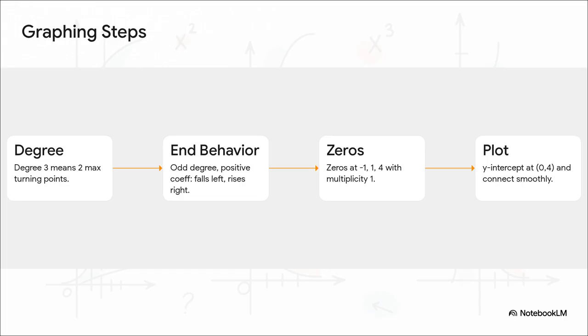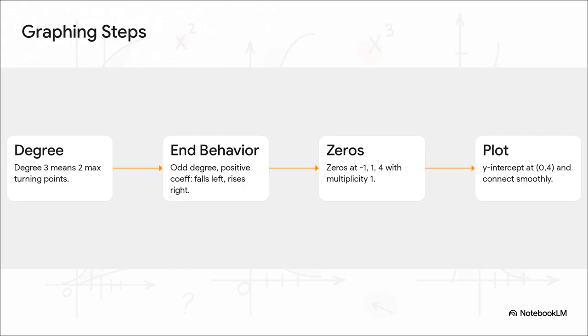Step 3. We need our zeros. If we set the whole equation to 0 and use factoring by grouping, it actually factors beautifully into x minus 4 times x minus 1 times x plus 1. This reveals our zeros are at positive 4, positive 1, and negative 1. And hey, since each factor only appears once, the multiplicity is 1. That tells us the graph simply crosses the x-axis at each of these 3 points without bouncing or flattening.